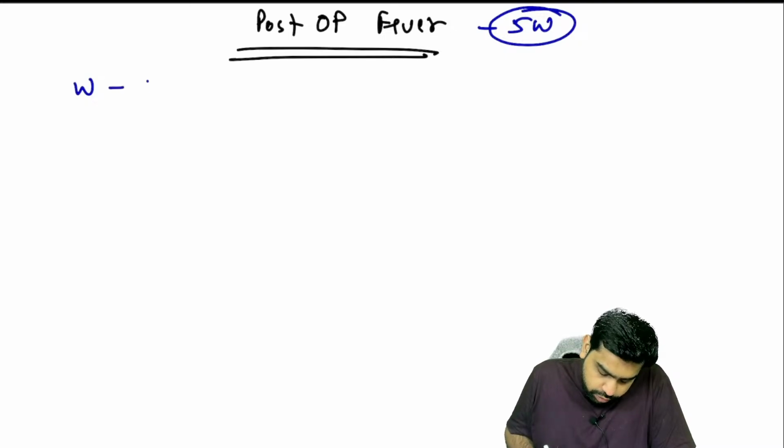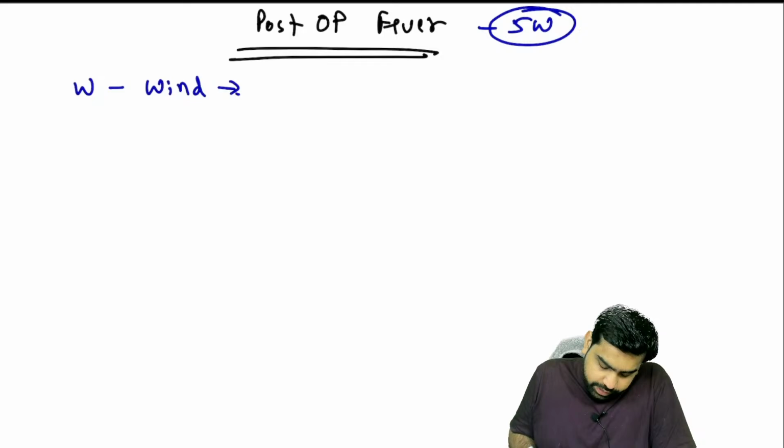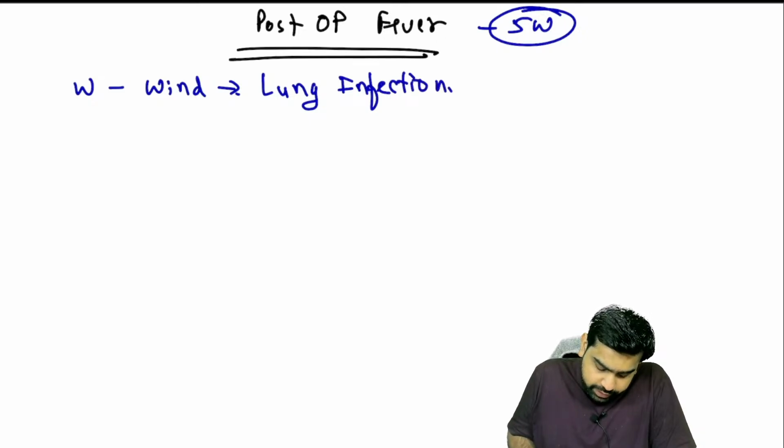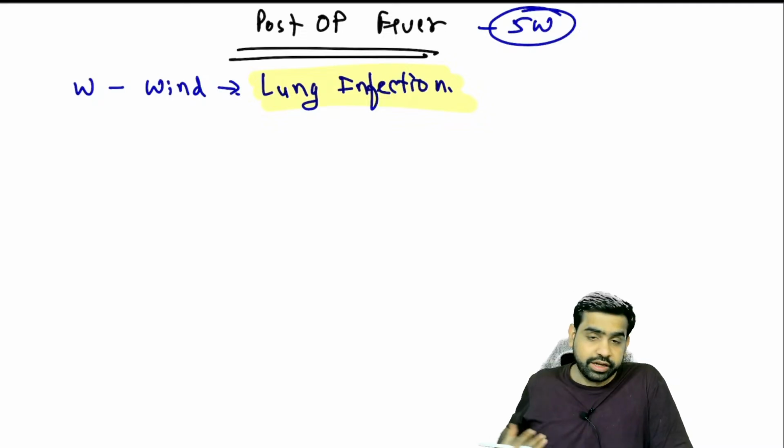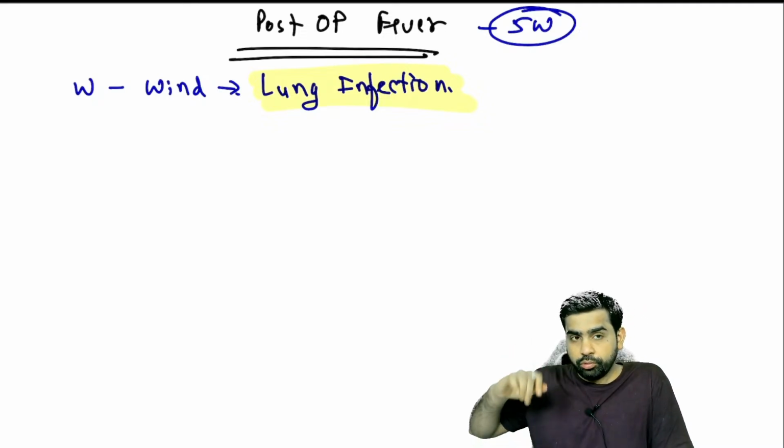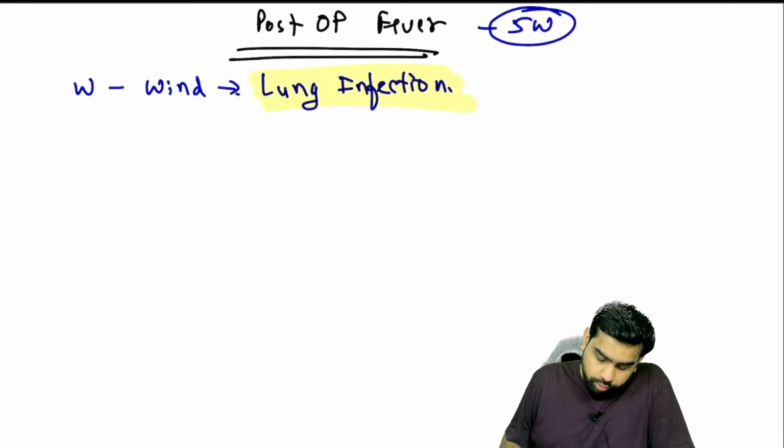What is this first W? This is basically the wind. What do you understand by the wind? Wind basically means that there is a lung infection. In the post-operative period, the patients may have atelectasis, and the atelectasis can lead to consolidation, lung infection, pneumonitis and everything. So that is what you need to understand. Usually this happens on post-operative day 1 to 2, POD 1 to 2.